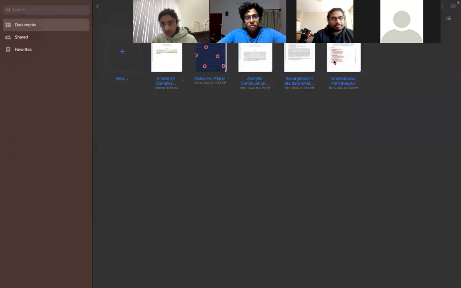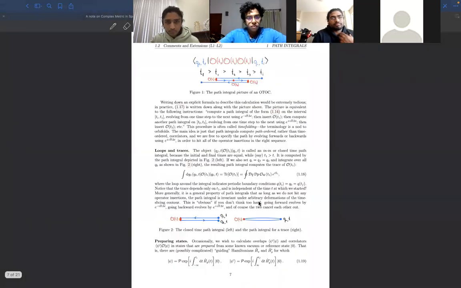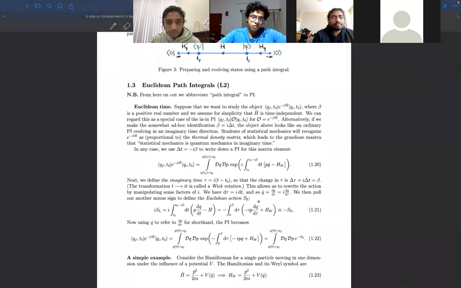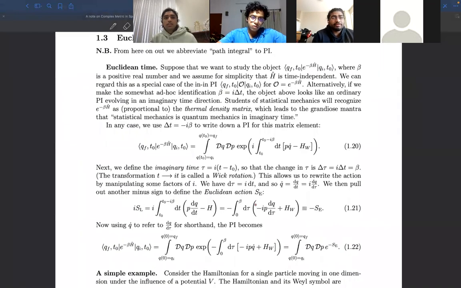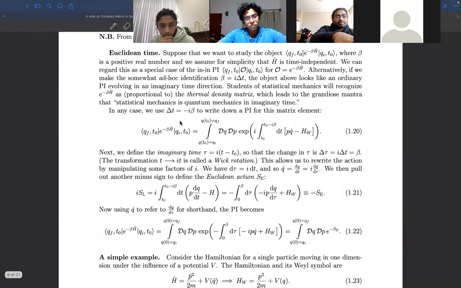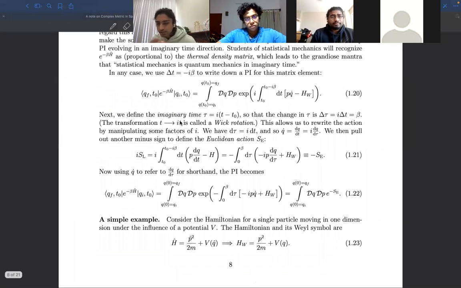We can also have a look at the gravitational path integral, what it is talking about. There we go. Actually, I haven't even read through all of this paper, but it should be fairly straightforward from this. Actually, I can send this to you guys.